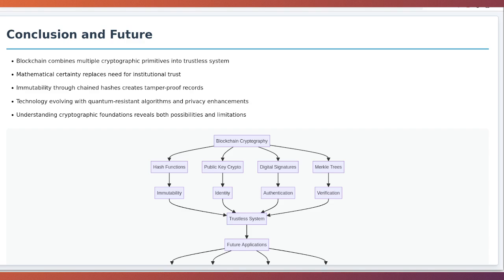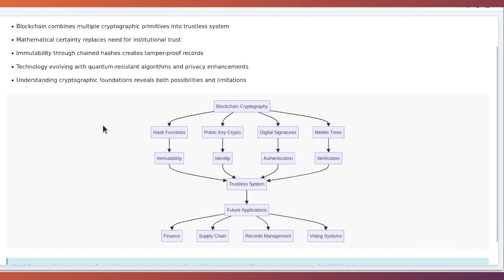As we conclude this exploration of blockchain cryptography, let's reflect on what makes this technology revolutionary. Blockchain combines multiple cryptographic primitives, like hash functions, public key cryptography, digital signatures, and Merkle trees, into an elegant system that achieves something previously thought impossible: maintaining a consistent, tamper-proof ledger across a distributed network without any central authority.